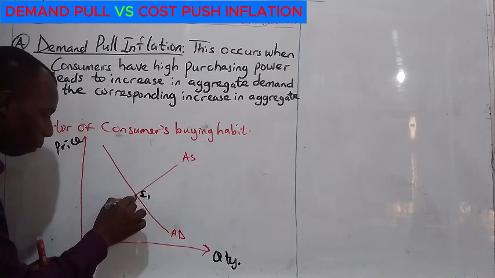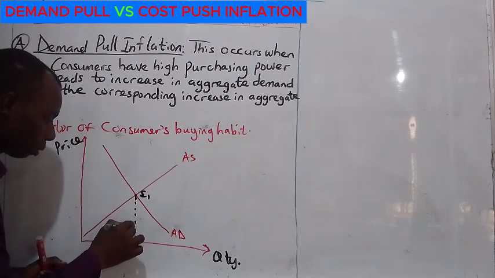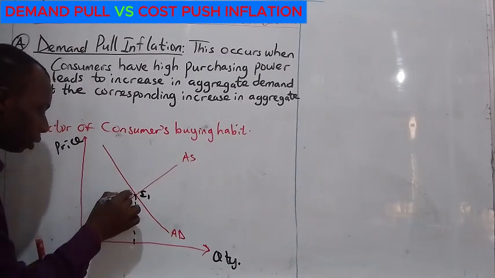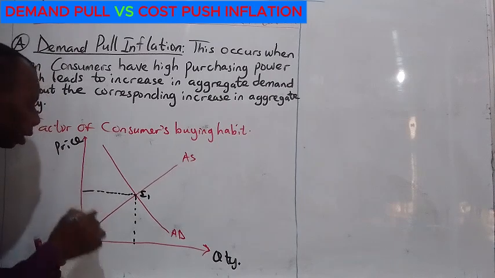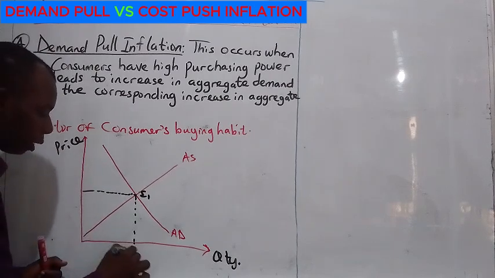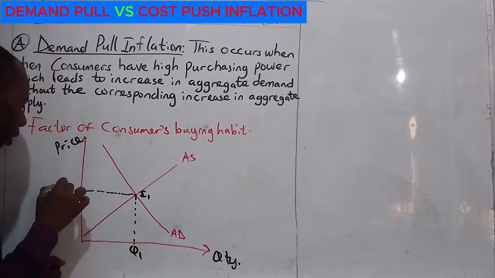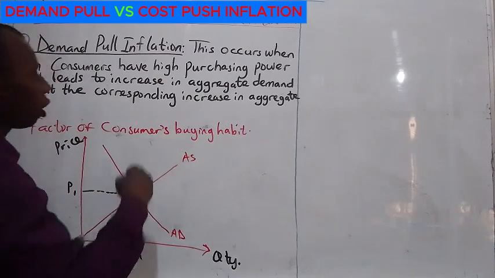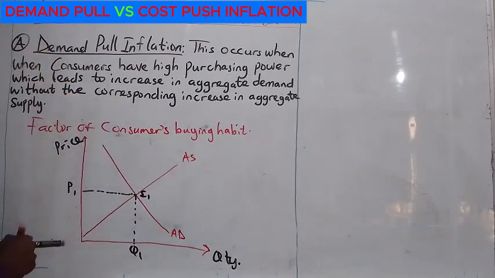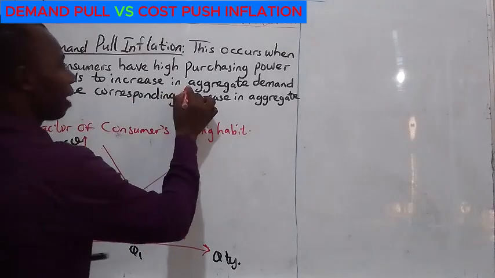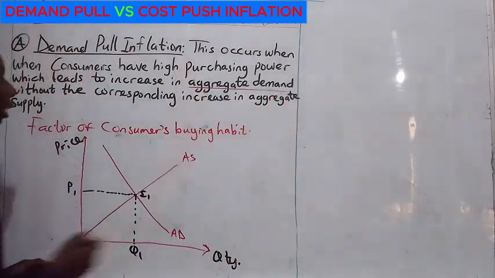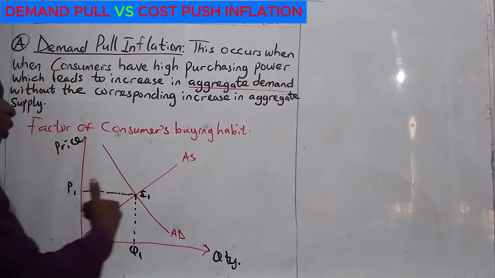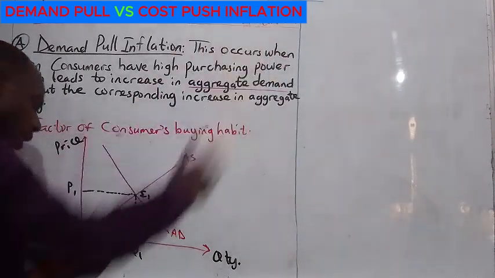If you trace the equilibrium point to quantity, and then to the price axis, it tells us the current quantity being demanded, and this is the current price, which is P1. So what happened now is that under demand pull inflation, there is an increase in aggregate demand. Take note, increase in aggregate demand. That is, aggregate demand will shift outward.